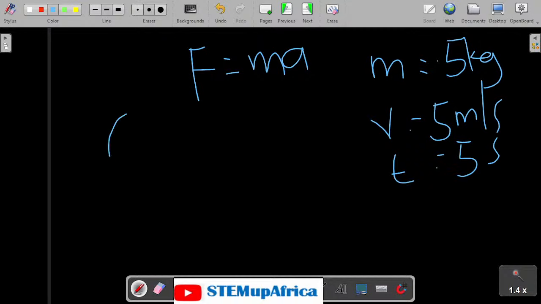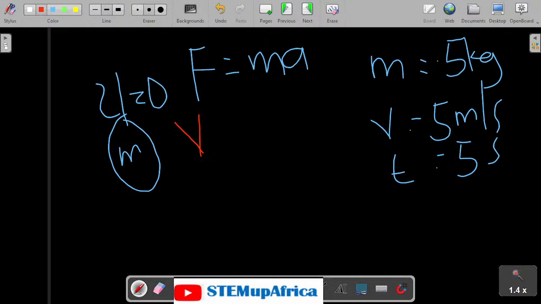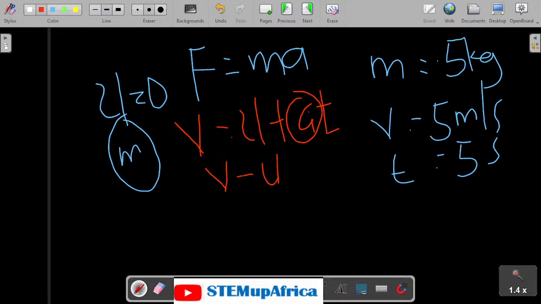Now, before the body starts moving, the body was at rest. That means the initial velocity of this body is 0. I will apply the first equation of motion that says V equals U plus AT. If I make A the subject of the formula, V minus U is equal to AT, so A is now V minus U over T. With this expression, I can get my acceleration by fixing in my values.